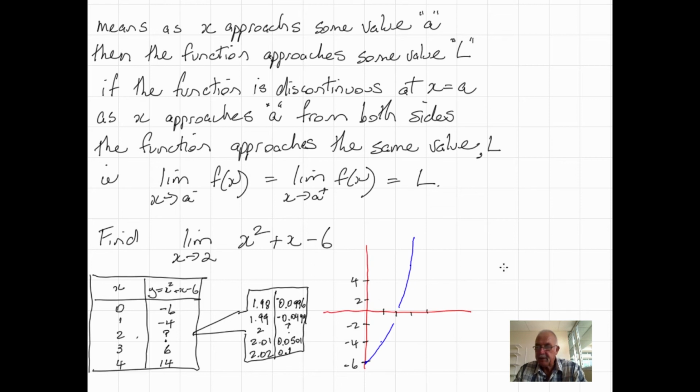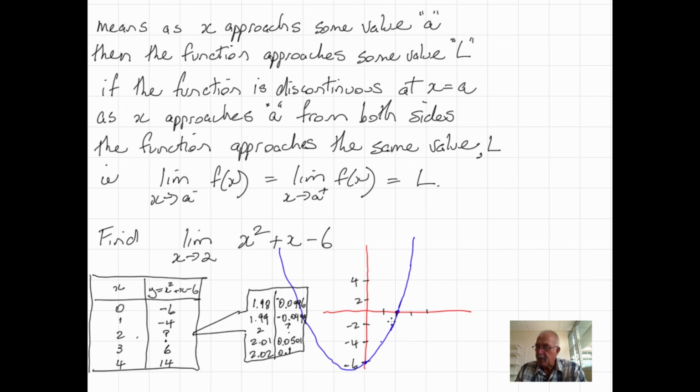If we were to graph it, we graph these values over here. We've got -6 for y, and when x is equal to 1, we've got -4. And it looks like the graph is going to continue. So you should know, from your knowledge of parabolas, that this is going to look something like that. And so it looks like that is going to approach the value 0 as x approaches 2.